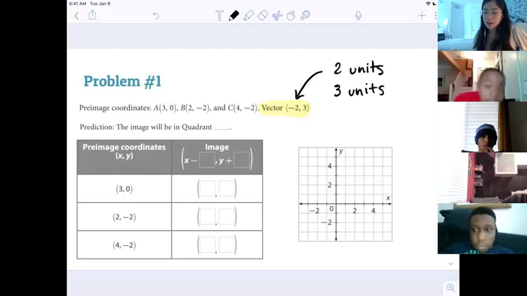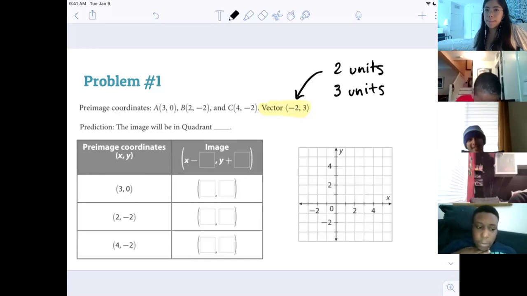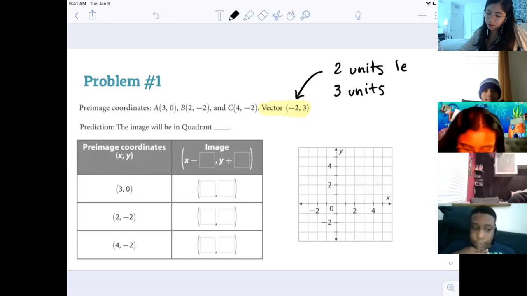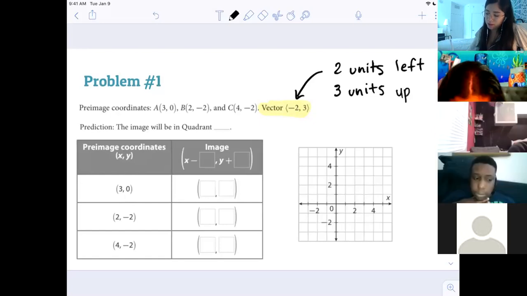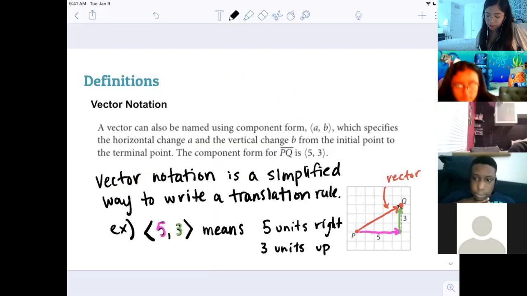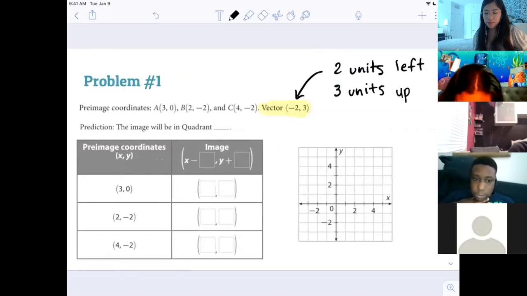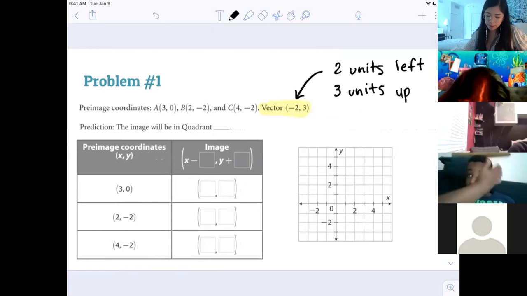So Janelli started us off. She said 2 units down or maybe to the left. So what do you guys think? Is it going to be 2 units down or 2 units to the left? To the left. Good. 2 units to the left and then 3 units up. Go back to what we just wrote down. This one tells you about your x, the other one tells you about your y. So that's how we know this is 2 units to the left and then 3 units up.